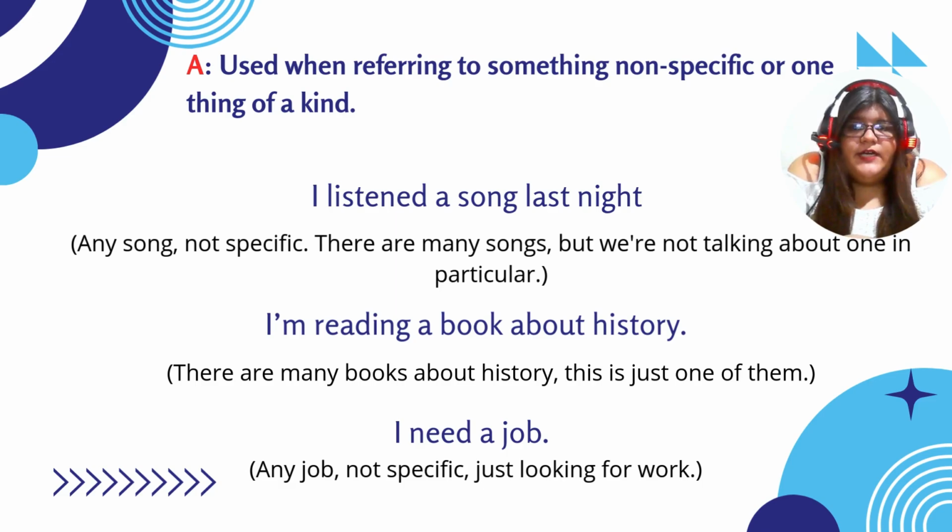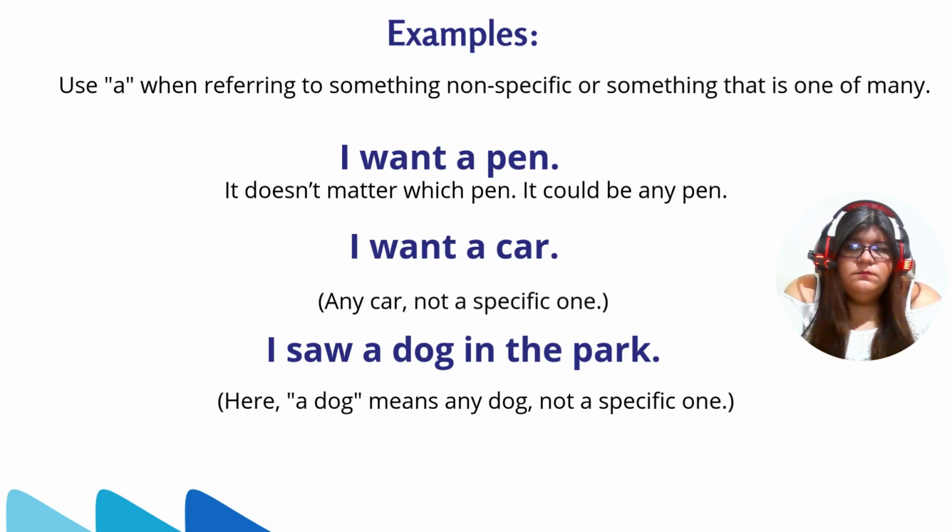Then we have I need a job. Any job. You are not specifying what kind of job you need or want to perform, or just looking for work, but you don't give any extra description, you just say in general, I need a job. Then we have here more examples. Use a when referring to something not specific or something that is one of many.